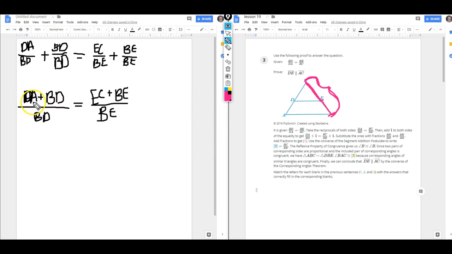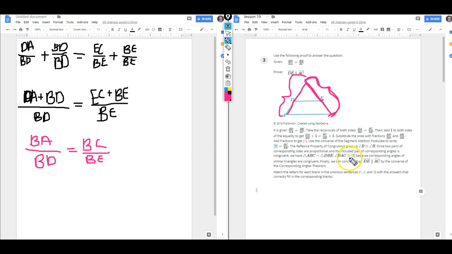So then I'm going to ask myself, this individual length DA plus this individual length BD gives me the actual length from B to A. So this will be BA or AB, however they write it, divided by BD. That's what blank 2 will be, because that equals BC divided by BE.